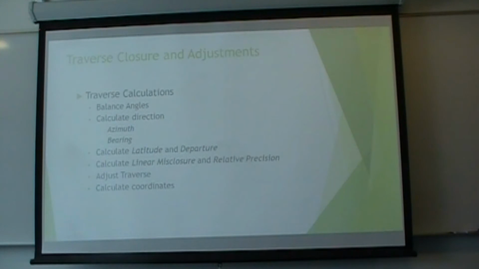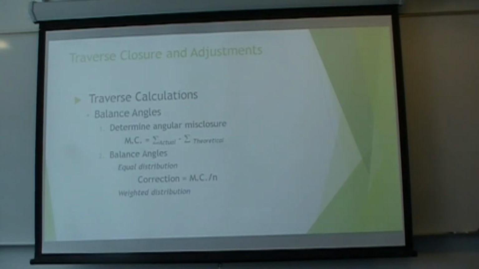Then we would calculate latitude and departure for each course. From that, we'll be able to get what's called an error in latitude and an error in departure. That'll determine how much we're not closing. Then that'll allow us to calculate linear misclosure and relative precision. Ultimately, if we pass the relative precision test, we would adjust the traverse. And once the traverse is adjusted, we would calculate coordinates.